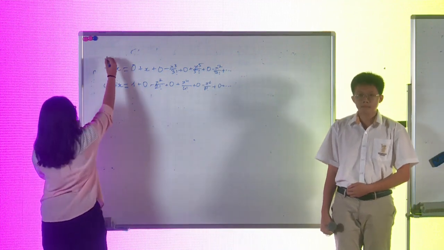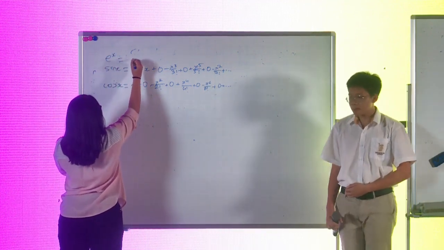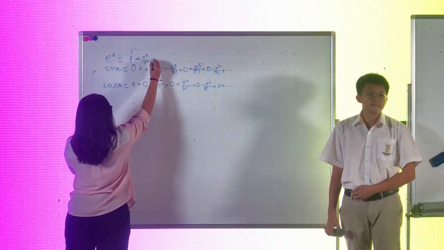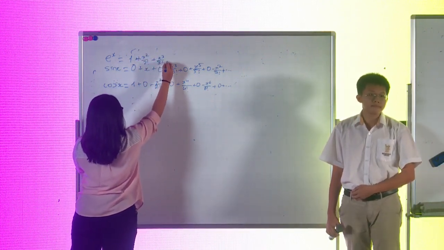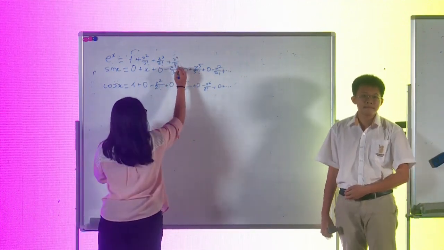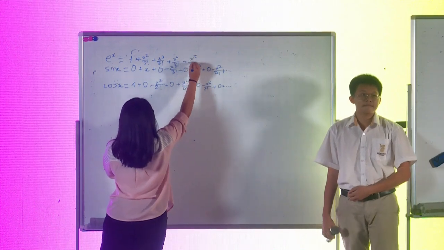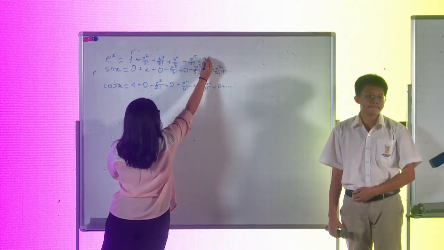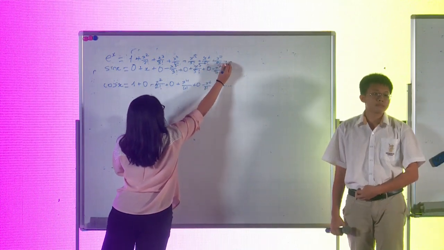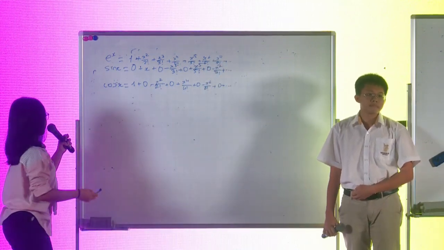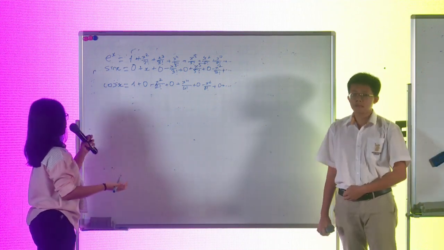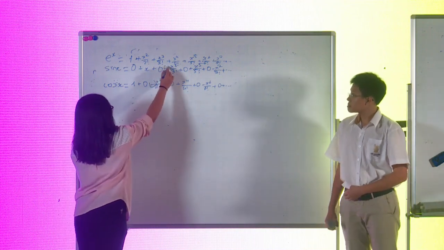We can see that if we compare this to e to the x, which is equal to 1 plus x to the power of 2 over 2 factorial plus x to the power of 3 over 3 factorial plus x to the power of 4 over 4 factorial plus x to the power of 5 over 5 factorial plus x to the power of 6 over 6 factorial, and it goes on like that. We can see that the Taylor series of sine of x and cosine of x are similar. However, the signs here are different.